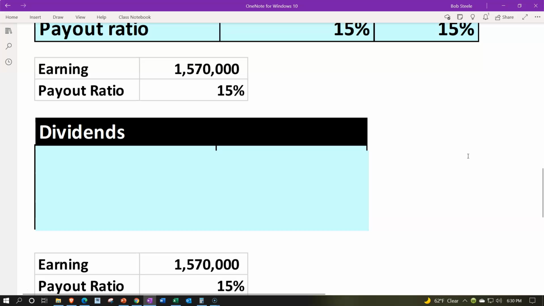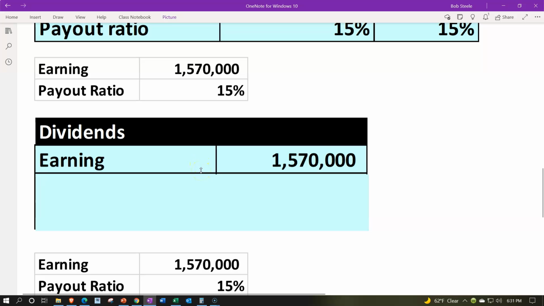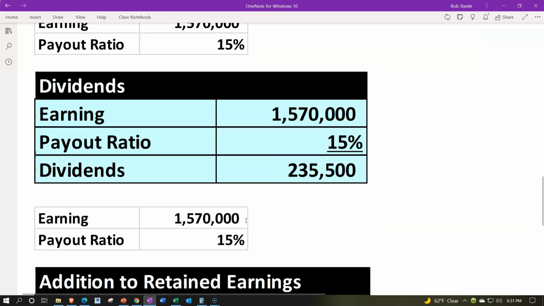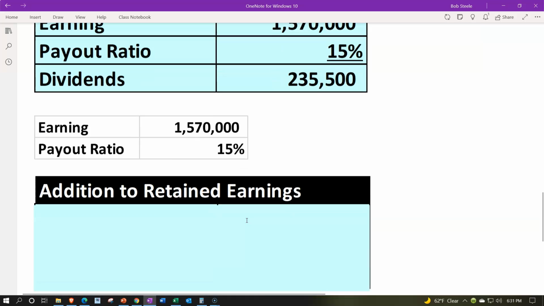So the other way we can kind of look at this is I can say, okay, well, if I know the earnings and I know the payout ratio represents how much of the earnings we paid out in dividends, we can use that and say, well, let's calculate the dividends then. That's pretty straightforward. We're going to say the earnings are the 1,570,000 times the payout ratio, how much we paid out in dividends, in other words. So the 1,570,000 times the 15% is the 235,500 paid out in dividends.